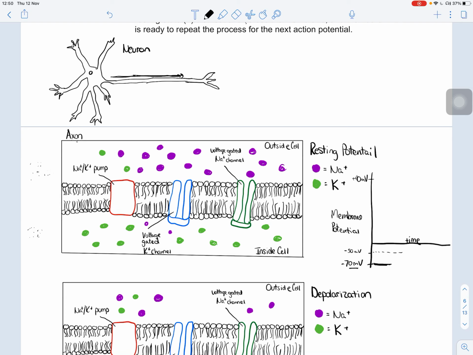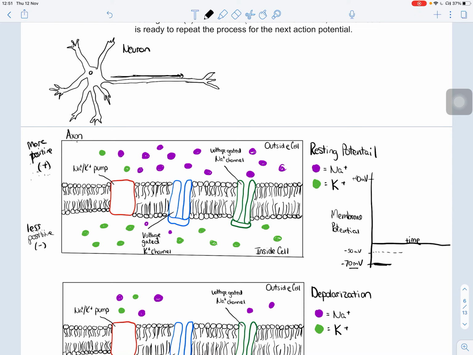What that means is the outside here is more positive than the inside here, which is less positive. Sometimes you look at it as this being negative and this positive, but that can get confusing with the charges, so I like to look at it that way.